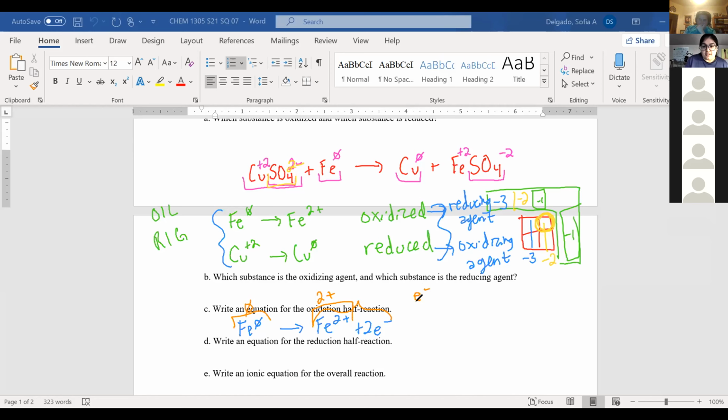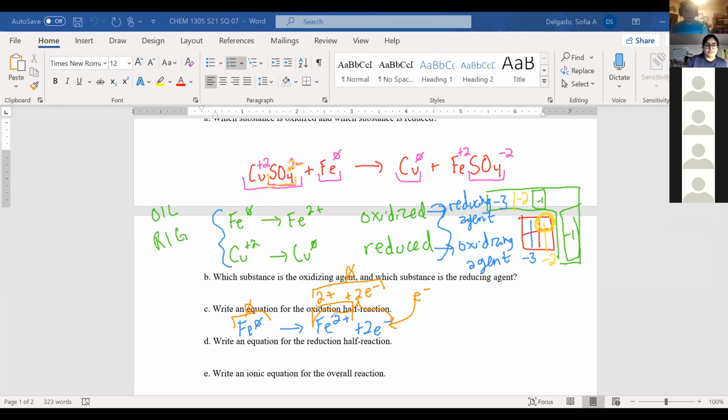We're adding 2 electrons on this side so that we have 2 negative charges so that the overall charge on the product side becomes 0. So then we have oxidation that equals the same on both sides. Yes? Any questions? We're good? No questions?